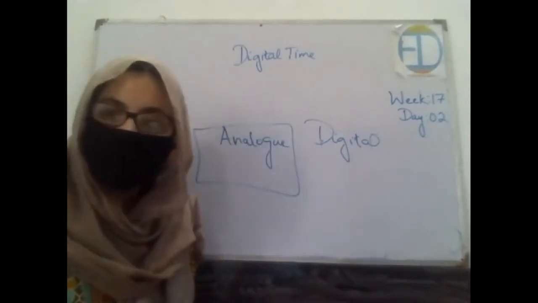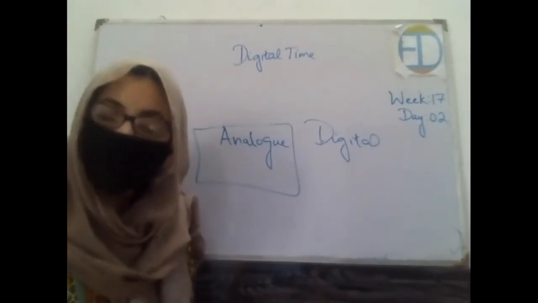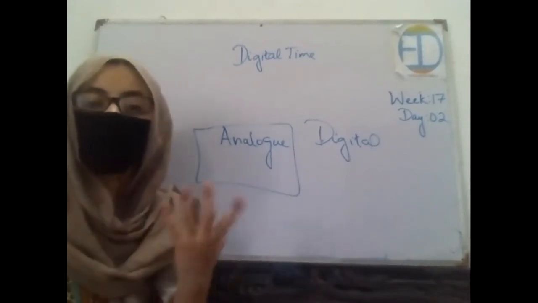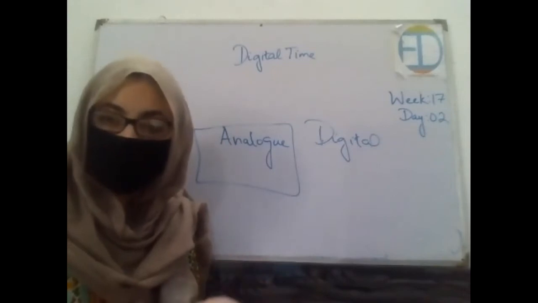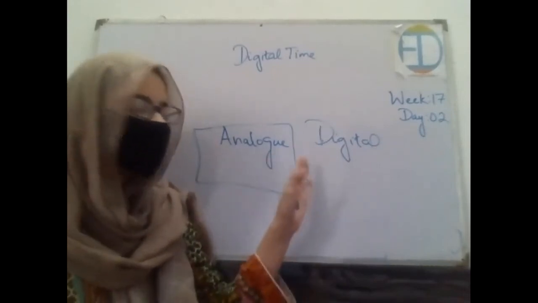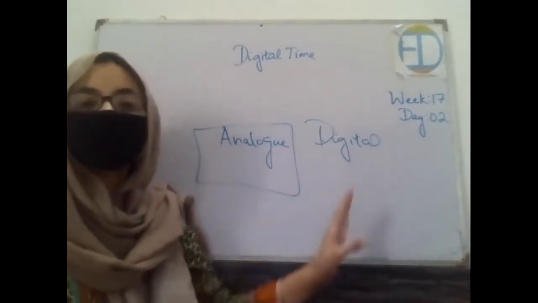What is analog time? How does an analog clock look? How to read that time? How to write that time? And we have also practiced making a clock face, and how many hours there are in an analog clock. So we have discovered all that, right? Now, if we talk about the digital clock or the digital time, it is completely different from this.